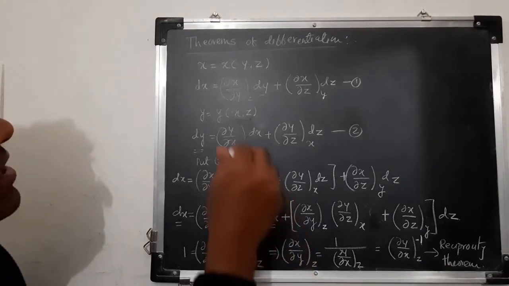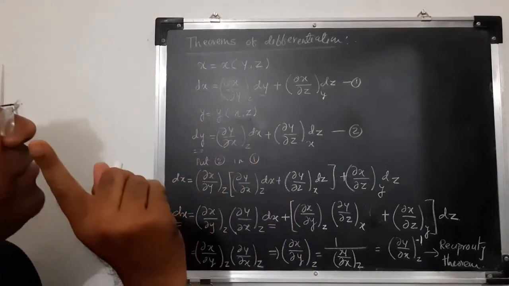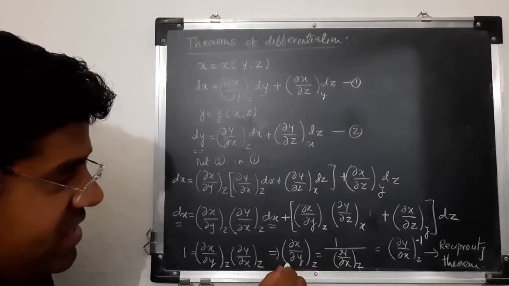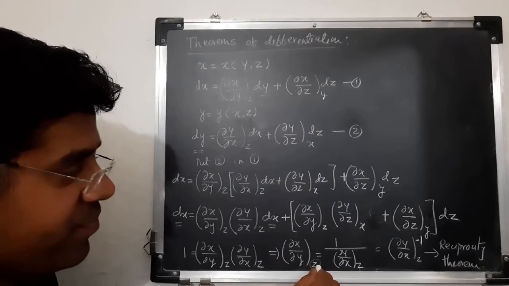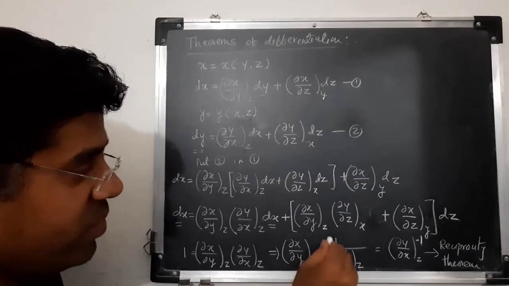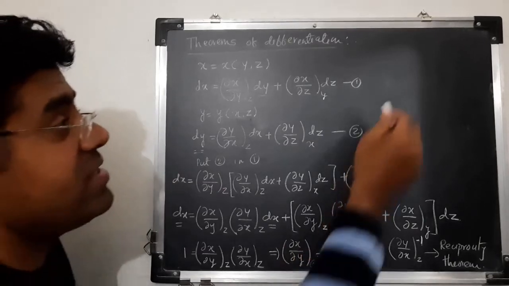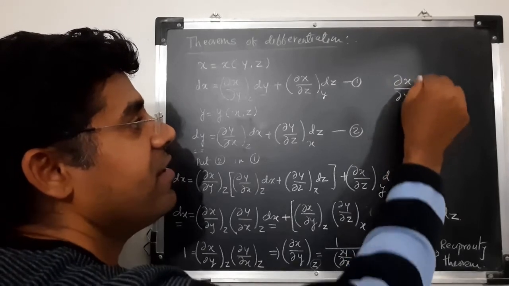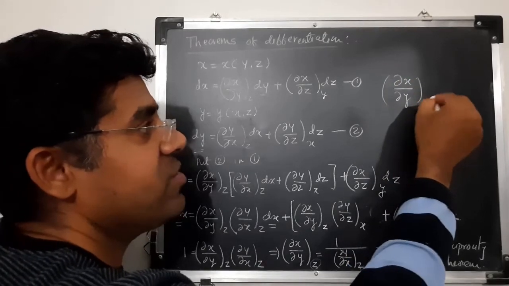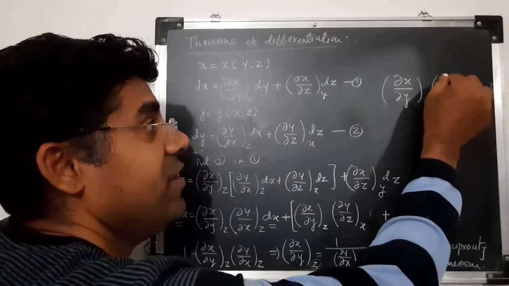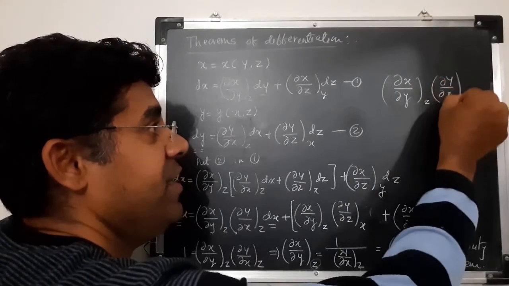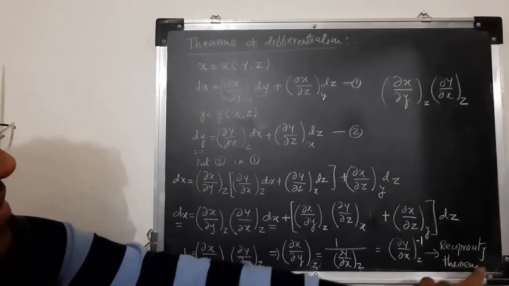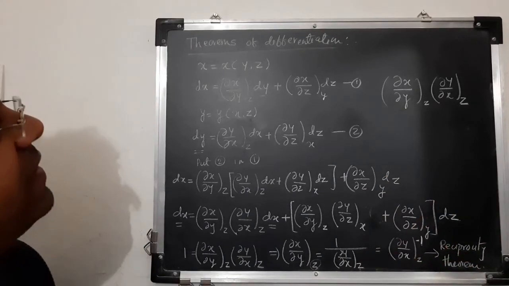So these are the two variables. One variable should always be constant. So here please remember, ∂x/∂y changes while z is constant at that time, equal to 1 divided by ∂y/∂x, z is constant. So one parameter should be constant, and you will get one theorem, that is your reciprocity theorem.